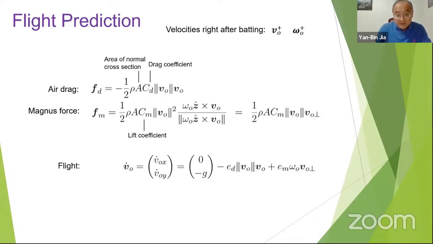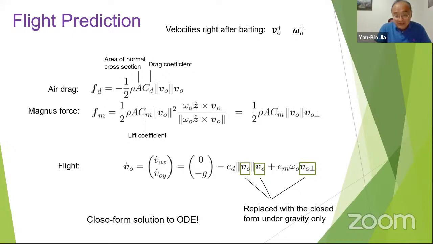So what we actually did is we're looking for a closed form solution. So we basically replace this right-hand side, the velocities, with the closed form of velocities under gravity only. So we're ignoring the aerodynamic forces. Just use a simple form on the right-hand side, but on the left-hand side, we let it be. So we actually are able to get a closed form solution to this ODE.